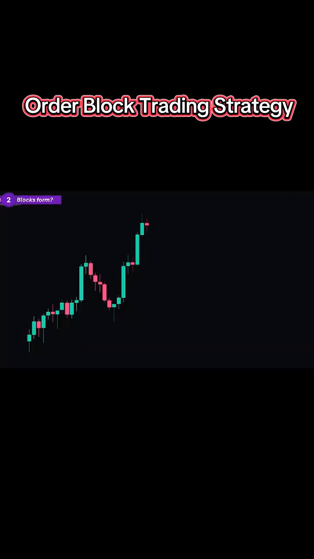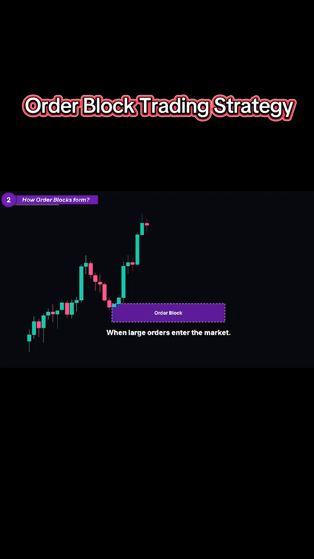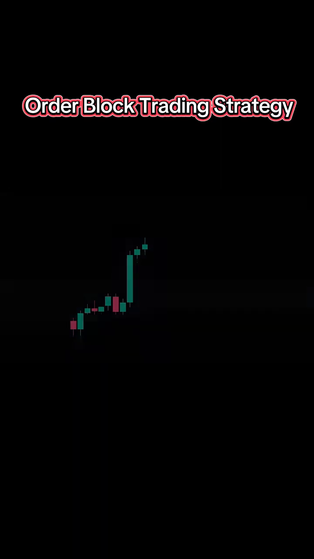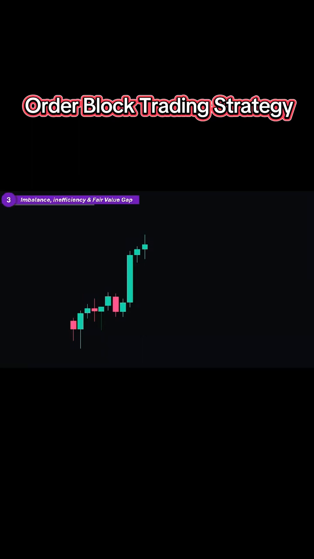Now, I mentioned that order blocks form when large orders enter the market. But how do we know it happened? The answer is simple. We look for large candles that create an imbalance. Imbalance, inefficiency, or fair value gap are similar terms that describe the same concept. When a large amount of buying or selling pressure enters the market, the price moves aggressively in one direction, creating an imbalance, leaving behind a fair value gap.